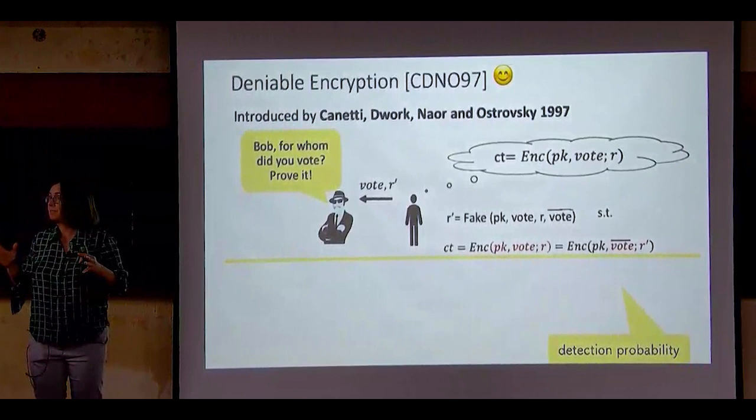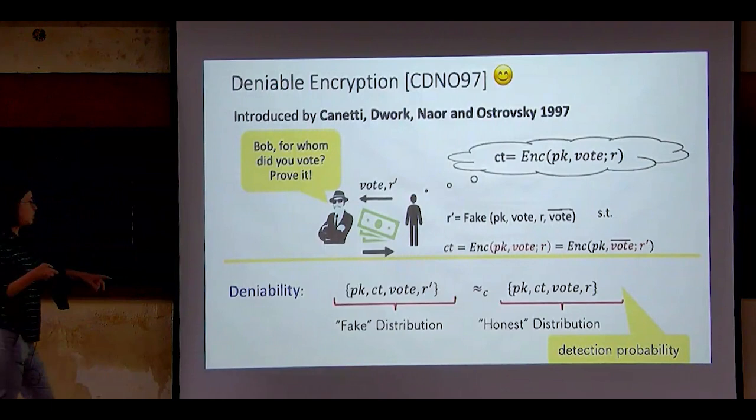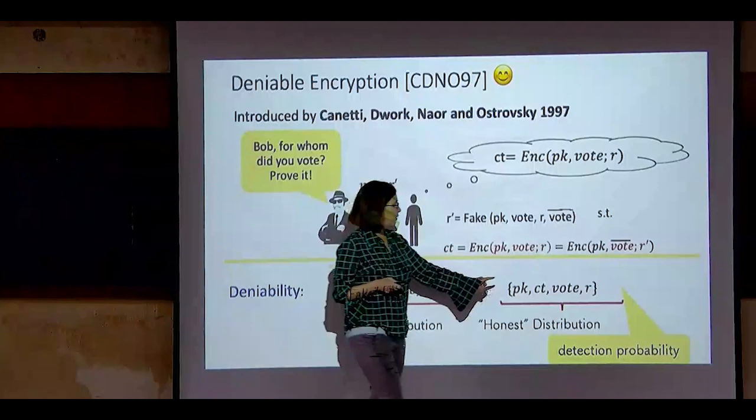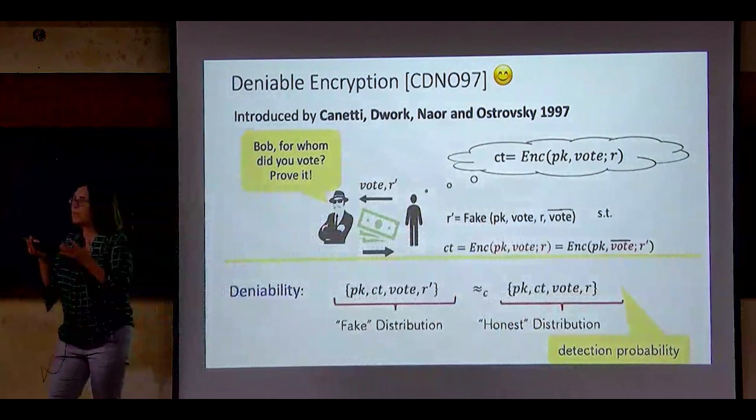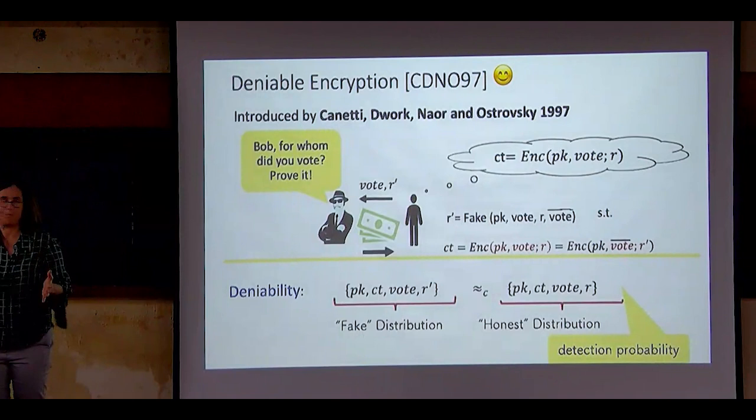Well, there's some randomness. There's the fake randomness, and there's the real randomness. So this is the fake distribution. That's when I vote using fake randomness that was produced by the fake routine, and this is when I voted with the real randomness. These should look the same; you shouldn't be able to tell them apart. So whoever that agent was that was trying to buy my votes really can't tell whether I'm telling him the truth or I'm just claiming something that I didn't do.